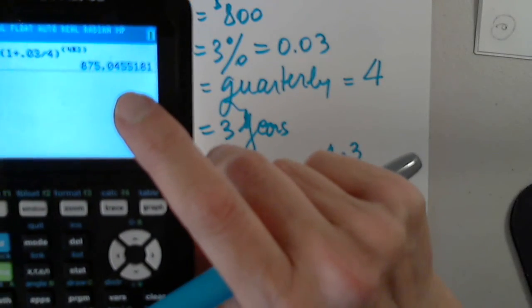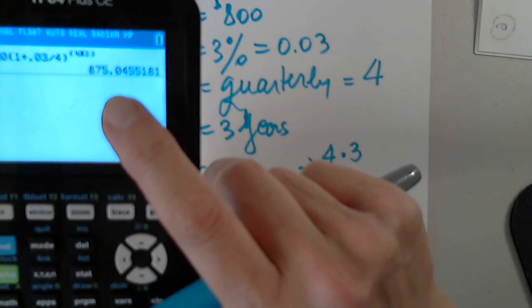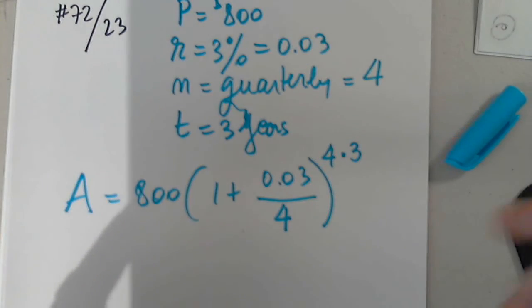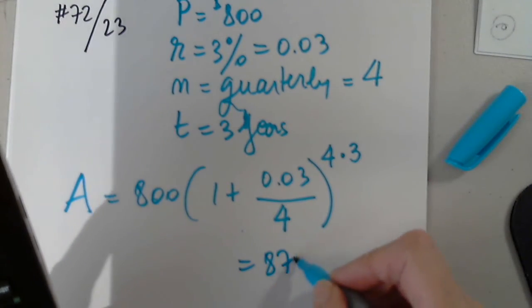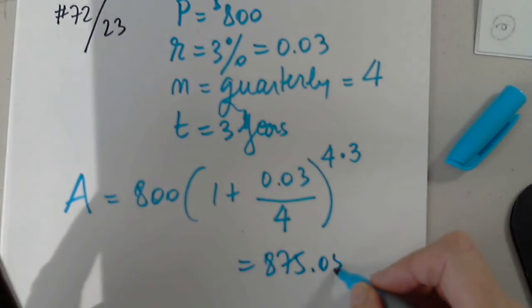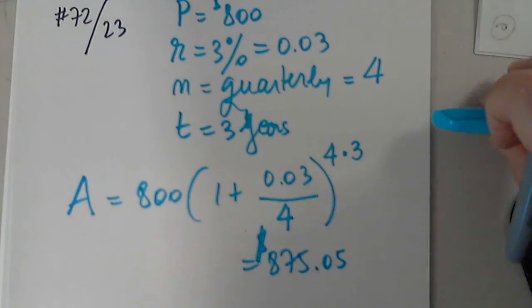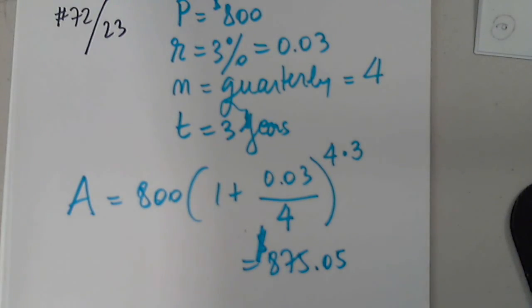$875, and we have to round it up to have cents, 0.05. So the answer is $875.05. So at 3% for 3 years, compounded, recalculated, 4 times a year, this is what we get.